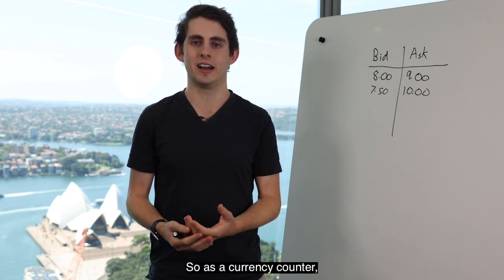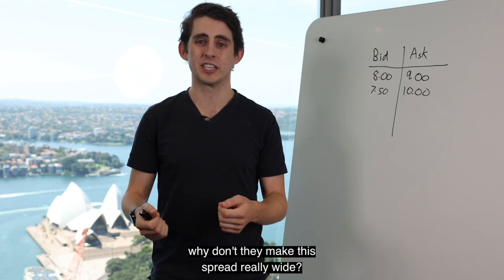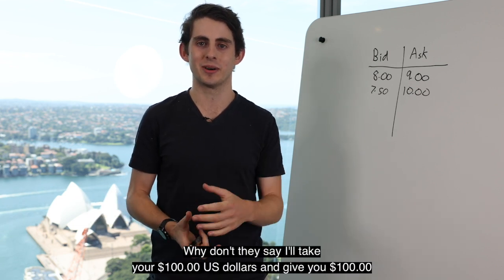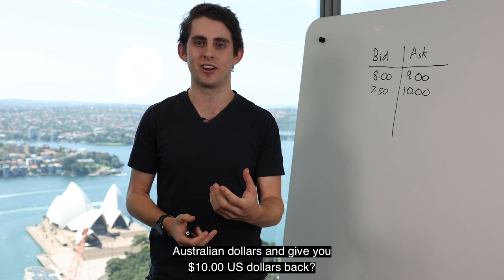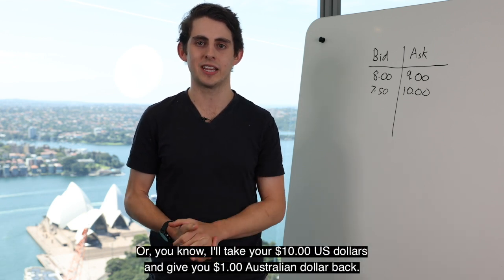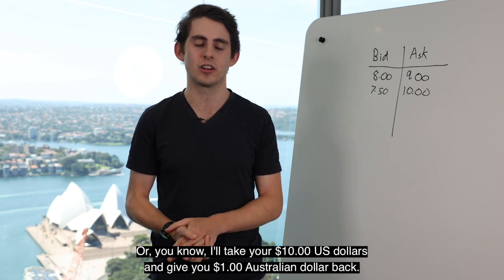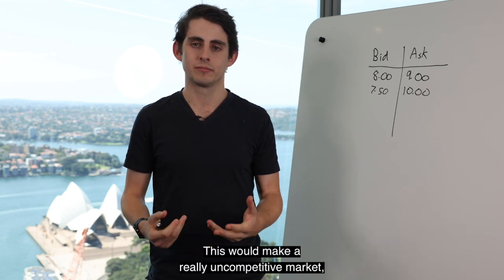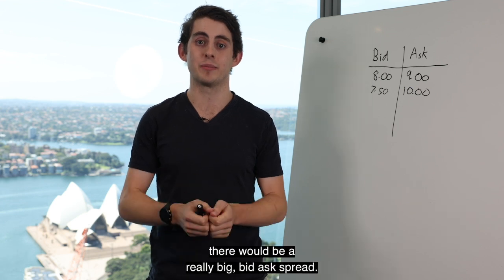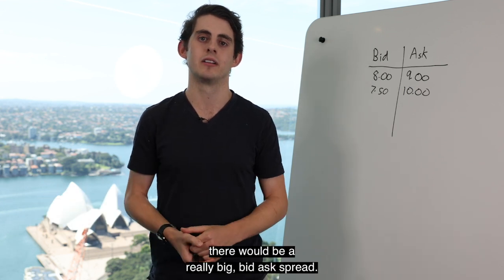So as a currency counter, why don't they make their spread really wide? Why don't they say, I'll take your 100 US dollars and give you 100 Australian dollars, and give you 10 US dollars back? Or, I'll take your 10 US dollars and give you 1 Australian dollar back. This would make a really uncompetitive market. It'd be very low liquidity. There'd be a really big bid-ask spread.